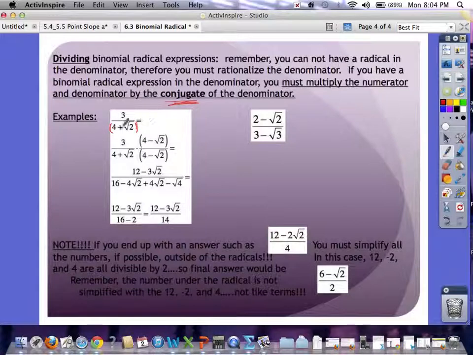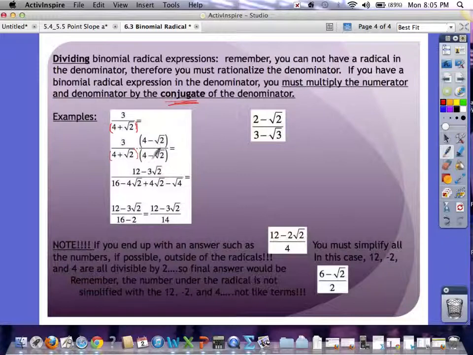Anytime you have a plus or minus in between two terms, it might be helpful if you use parentheses to show you cannot break them up. All right, so the conjugate of the bottom. If I have a 4 plus the square root of 2, I need to multiply by the opposite, which is 4 minus the square root of 2.